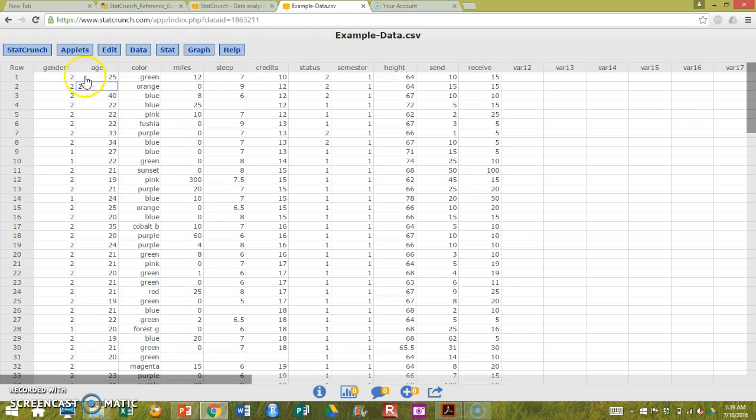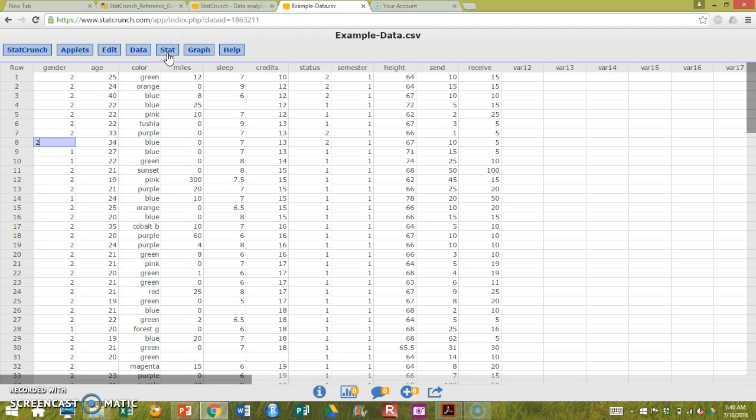We've got gender here, and we've got sleep hours. Now, here's an important thing. Gender is categorized here as a 1 for males and a 2 for females. So we've got some categorization going on here, but that's what that is. 1 is males, 2 is females.